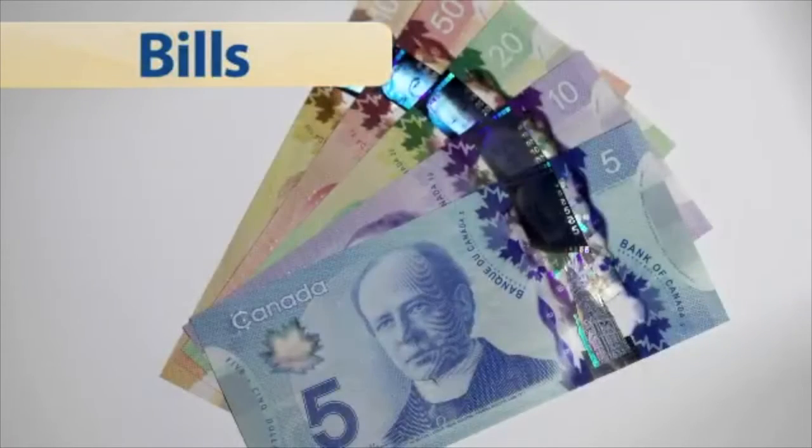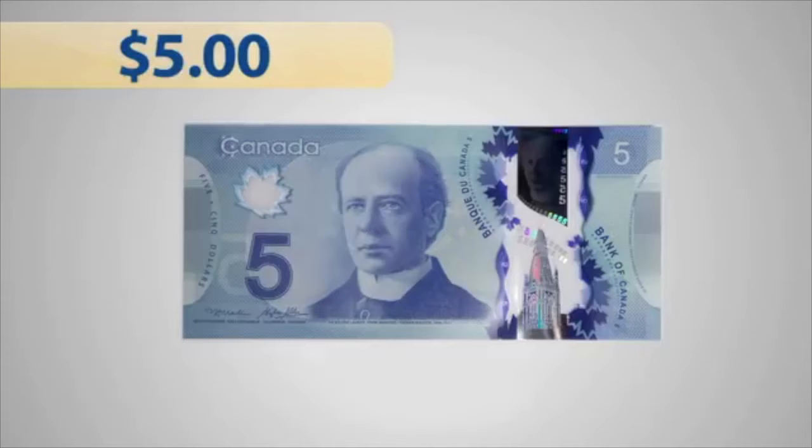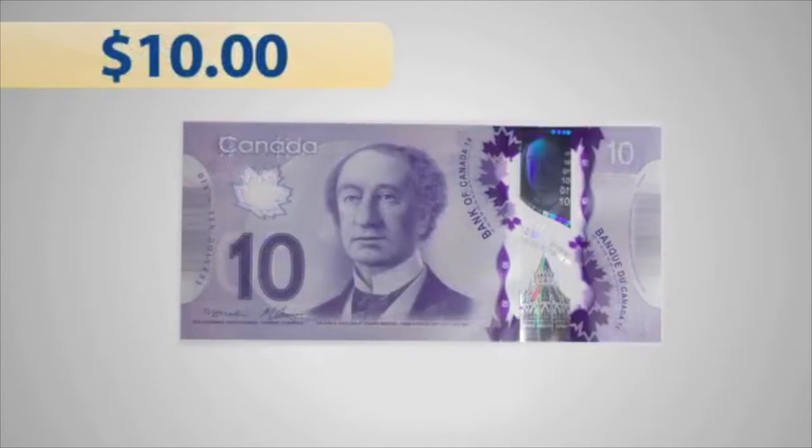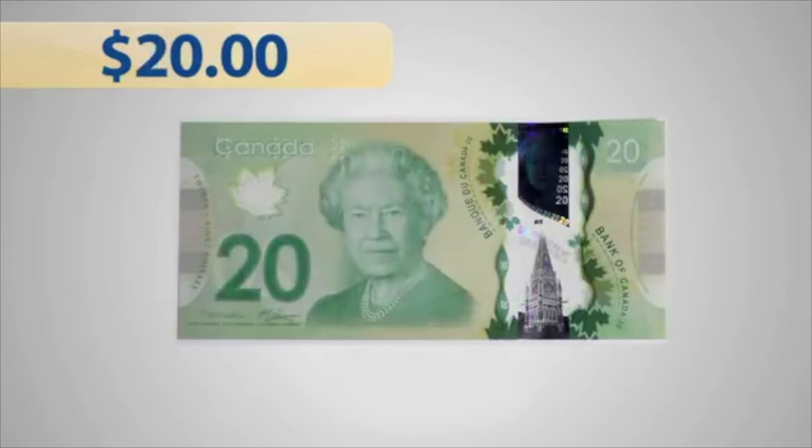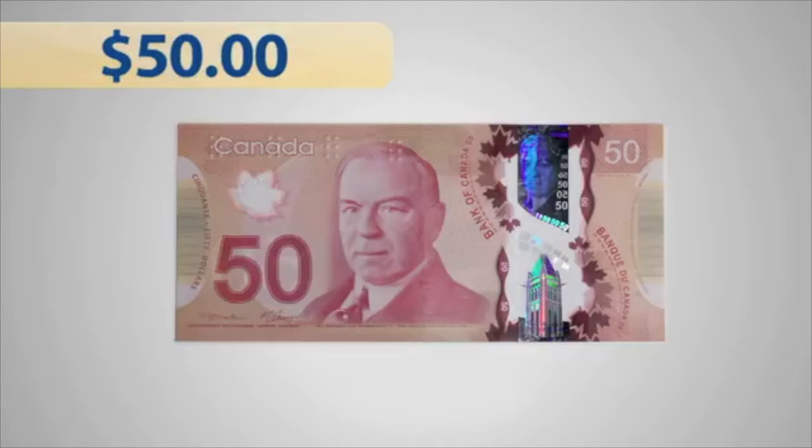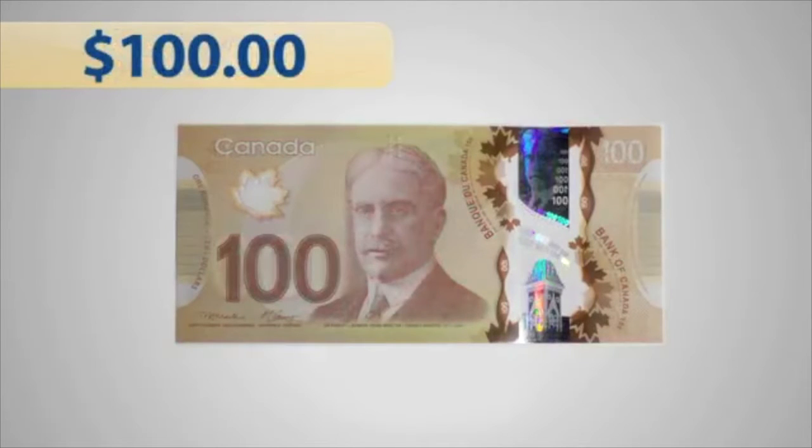Next is our paper currency. A $5 bill is blue and is the most common bill. Next is the purple $10 bill. Then the green $20 bill. The bill after this is the red $50 bill. And finally, a brown $100 bill.